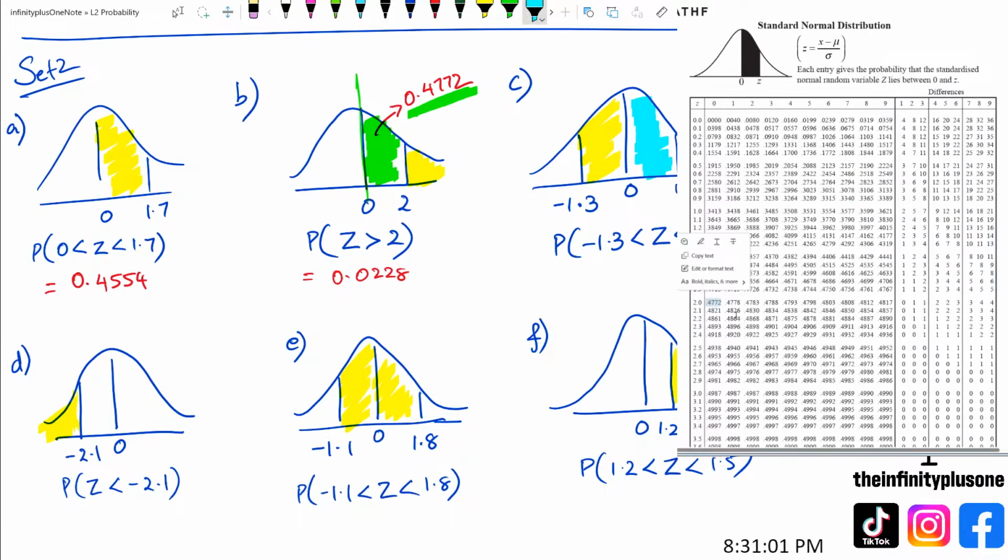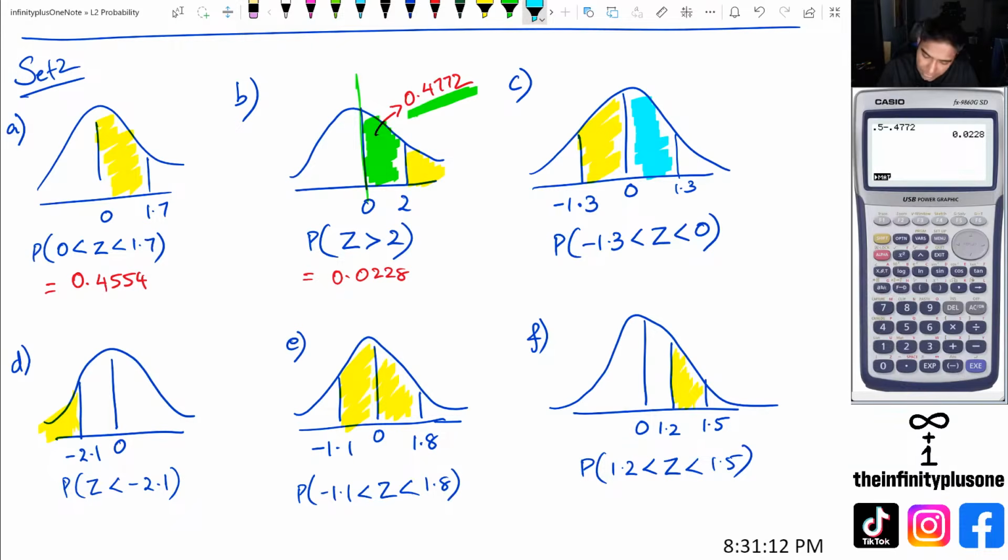So I'm going to go here and let's have a look at 1.3. So 1.3 right there is 4032. So because the blue area is 0.4032, then the yellow area is also going to be 0.4032 because it's symmetrical. So this answer here is 0.4032.